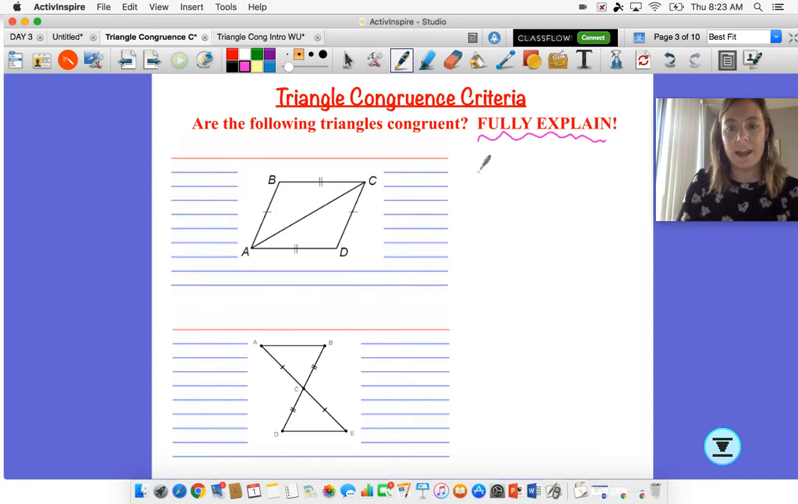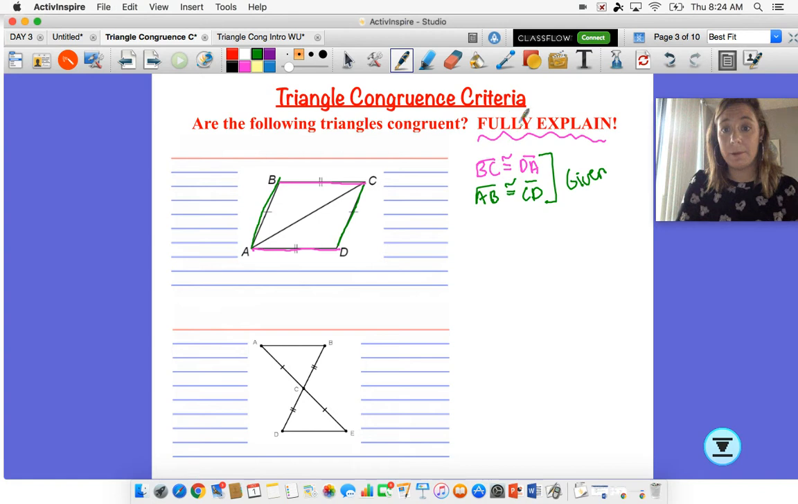And so I'm going to write out the things that I'm given. So I know that BC is congruent to DA, right? I know that from the markings on there. What else do I know from what I'm looking at? I know that AB is congruent to CD. This is stuff that's given to us. Right? So when I'm saying fully explain, I know this because it's given to me. Now get yourself in the habit of this. Is there anything else you know?